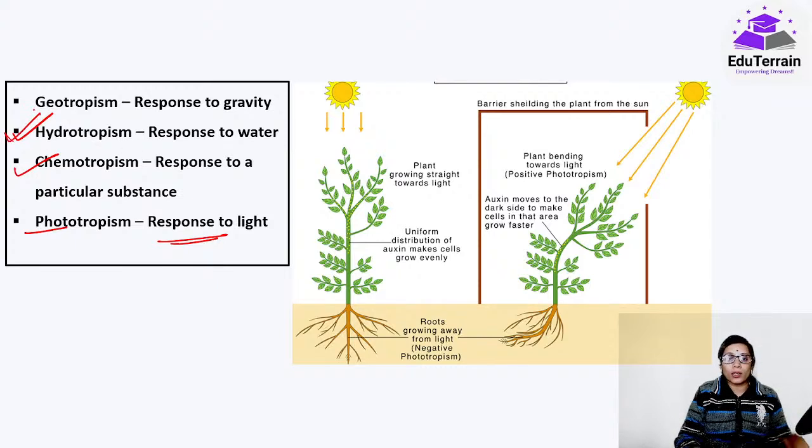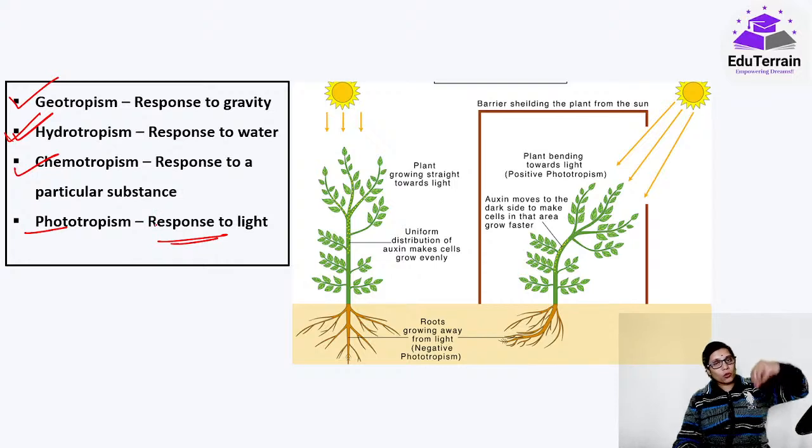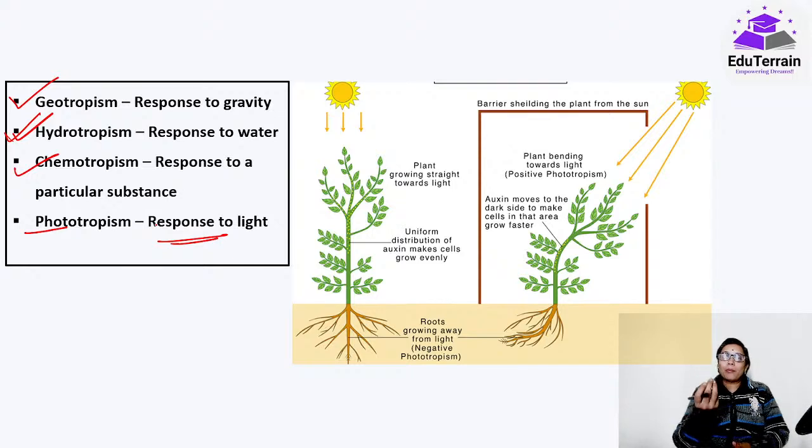Hydrotropism, response to water. Geotropism, response to gravity. We say negatively geotropic or positively geotropic. Roots are positively geotropic because they go into the soil. The stem parts are negatively geotropic. They move against gravity and grow upward.